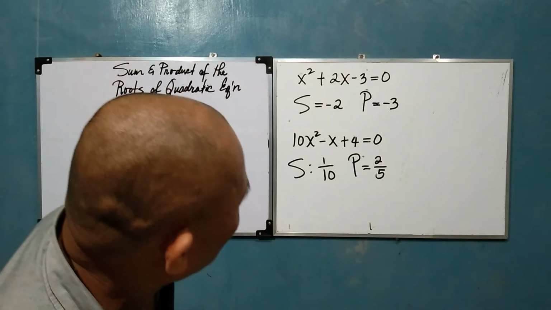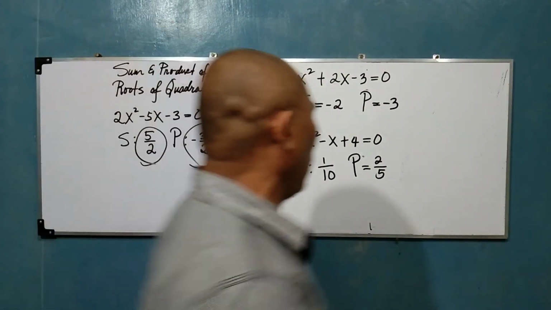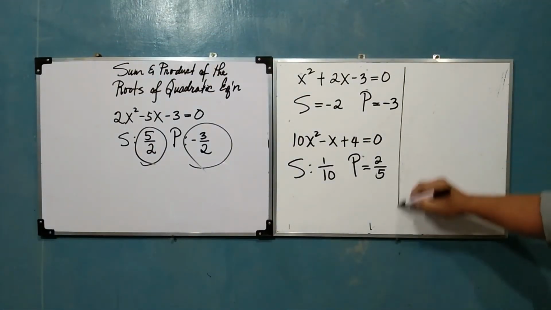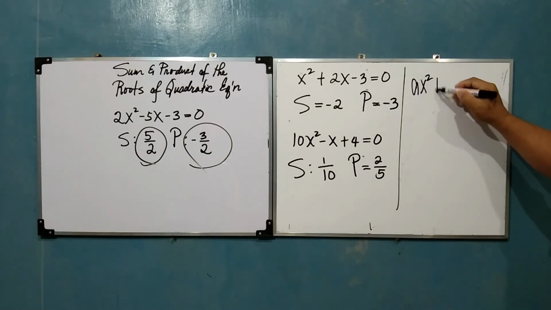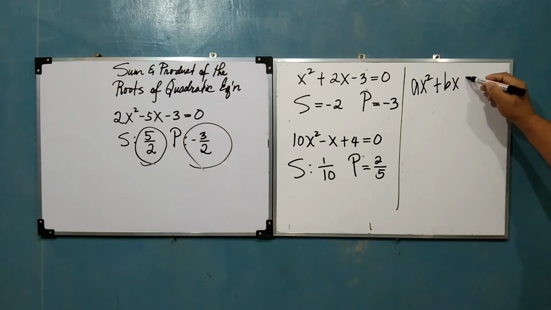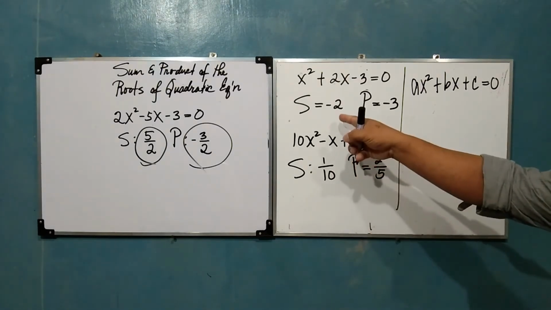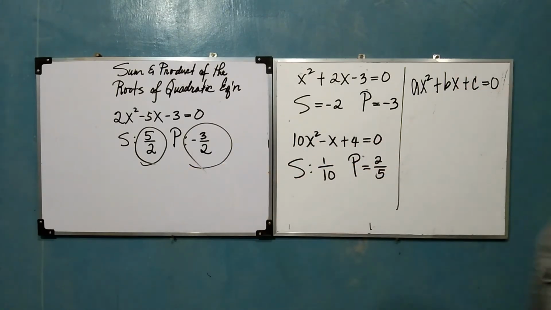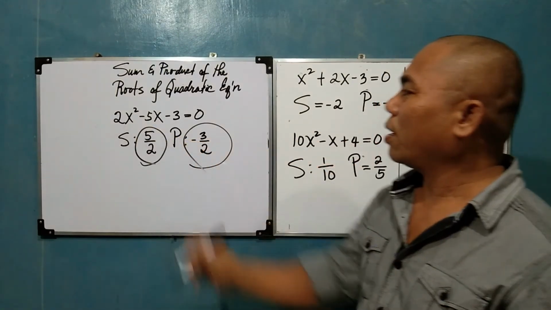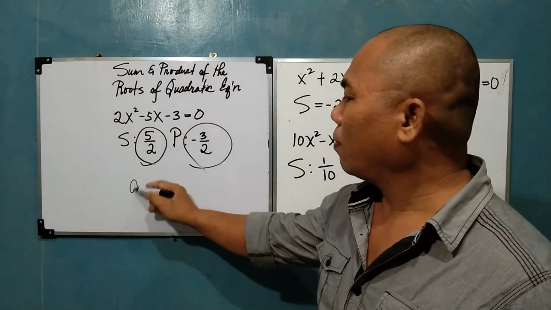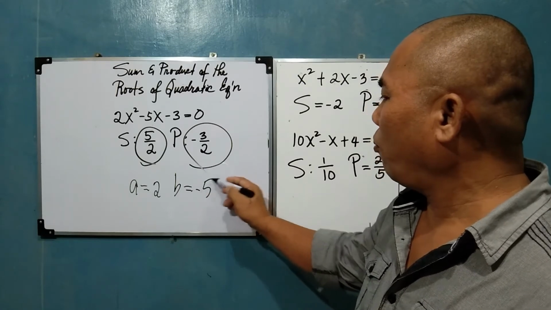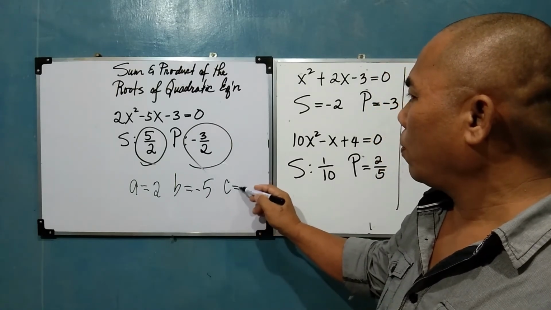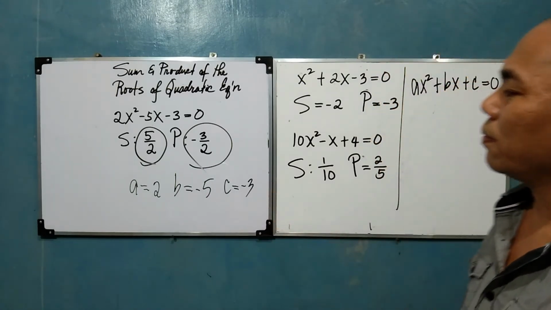The technique is this. We have to use the quadratic equation of the form ax squared plus bx plus c equals 0. For example, this or this one. What is our A value here? The A value is 2. The B value is negative 5. Our C value is negative 3.